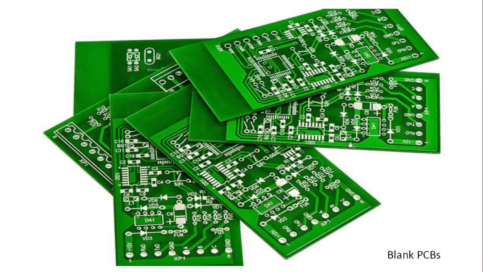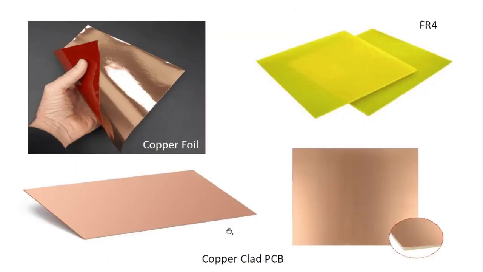So these are the blank PCBs. This is what you get from a PCB manufacturer. Now, in order to get these PCBs, we need to provide them a Gerber file. In order to understand the Gerber file, we must first understand how these PCBs are made. Initially all PCBs look like this. This is called a copper clad board.